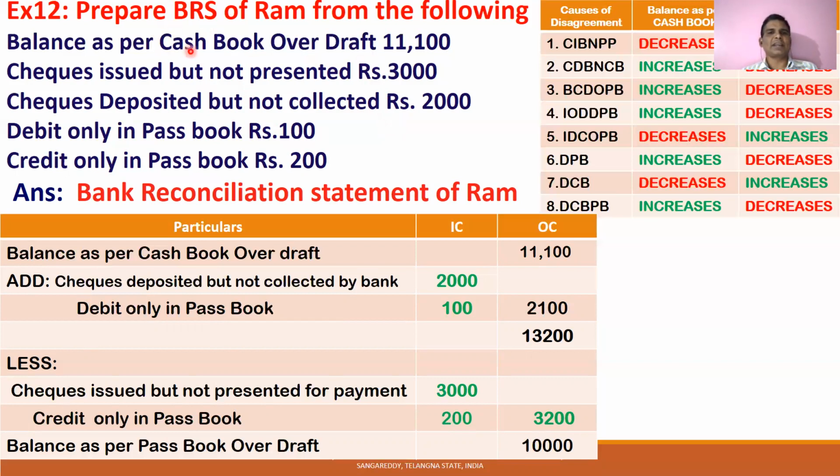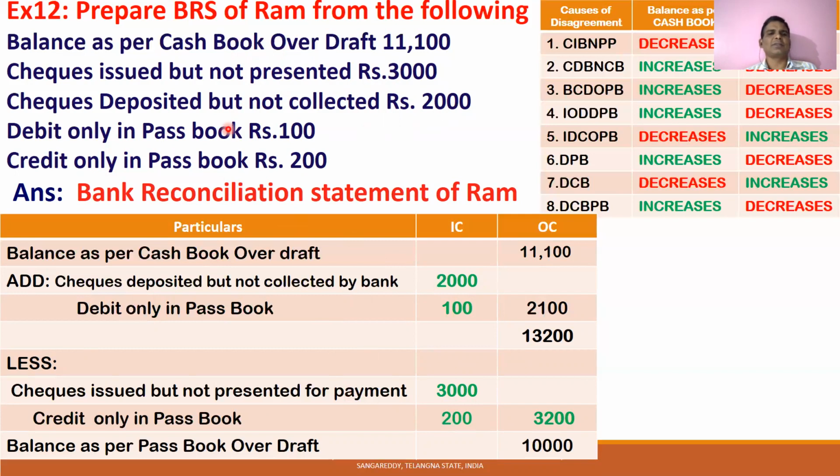So balance as per cash book OD, 11,100. Checks issued but not presented for payment: when a check is issued, cash book is credited, cash book decreases. Given also cash book, as cash book decreases, we have to less 3,000. Checks deposited but not collected, 2,000: when checks are deposited, cash book is debited, cash book increases. Given also cash book OD balance, so add 2,000.